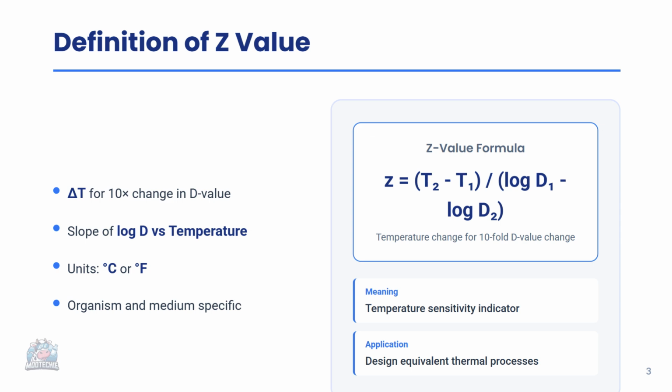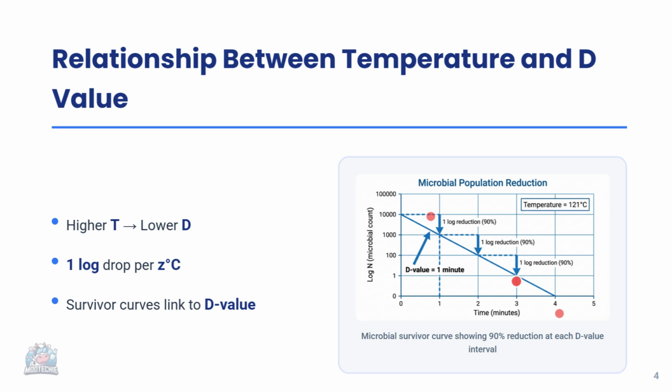Let us understand the relationship between temperature and the D value. As temperature increases, the D value decreases. This means microorganisms are destroyed faster at higher temperatures. For example, if heating temperature rises, the time required for microbial destruction becomes shorter. Therefore, temperature and D value have an inverse relationship.